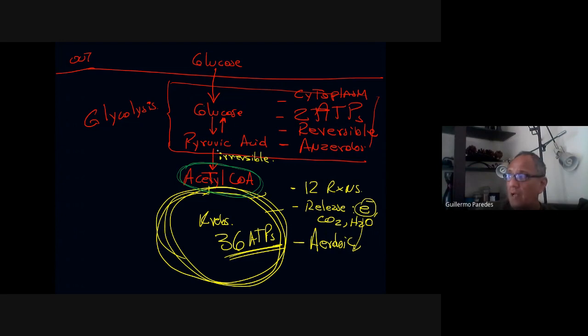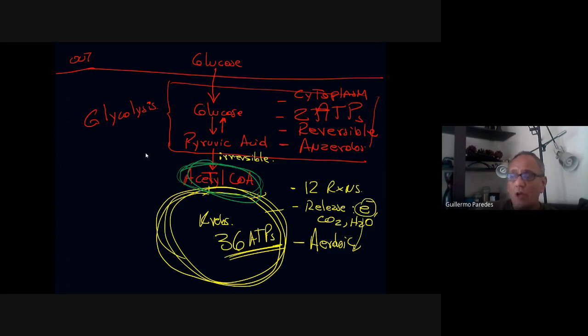We have a blockage here because this is irreversible. So pyruvic acid can go to acetyl-CoA, and acetyl-CoA cannot turn into pyruvic acid. If it were reversible, acetyl-CoA would be able to produce glucose, because pyruvic acid and glucose are reversible, but it's not. So acetyl-CoA cannot produce glucose.